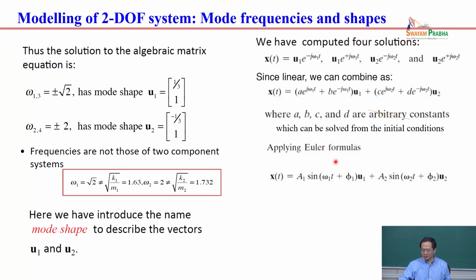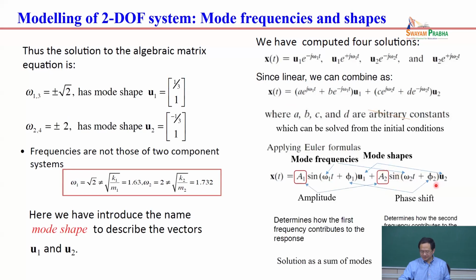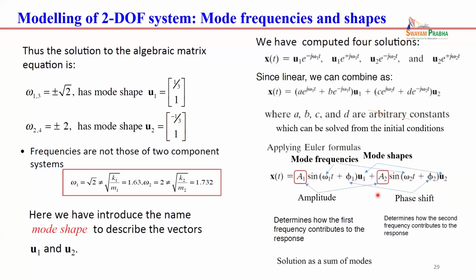Using such a kind of Euler formula, this expression you can write in that way. So that part is natural frequency, omega 1, omega 2. This vector is mode shape, right? This shape. Then this I1, I2 is amplitude and phase. So that is how we understand a two-degree freedom vibration system.